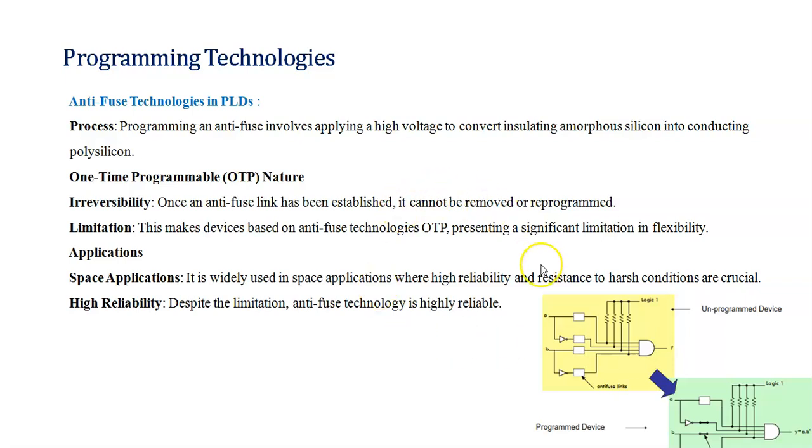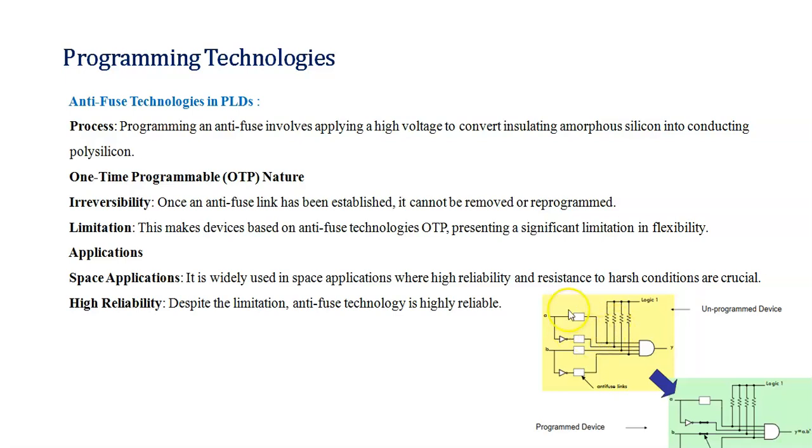The opposite of the fuse is the anti-fuse. Initially there is no connection, and once you apply high voltage, the connection gets established. Here also it is one-time programmable, because once you apply the voltage, that connection is established and you will not be able to break the connection again.